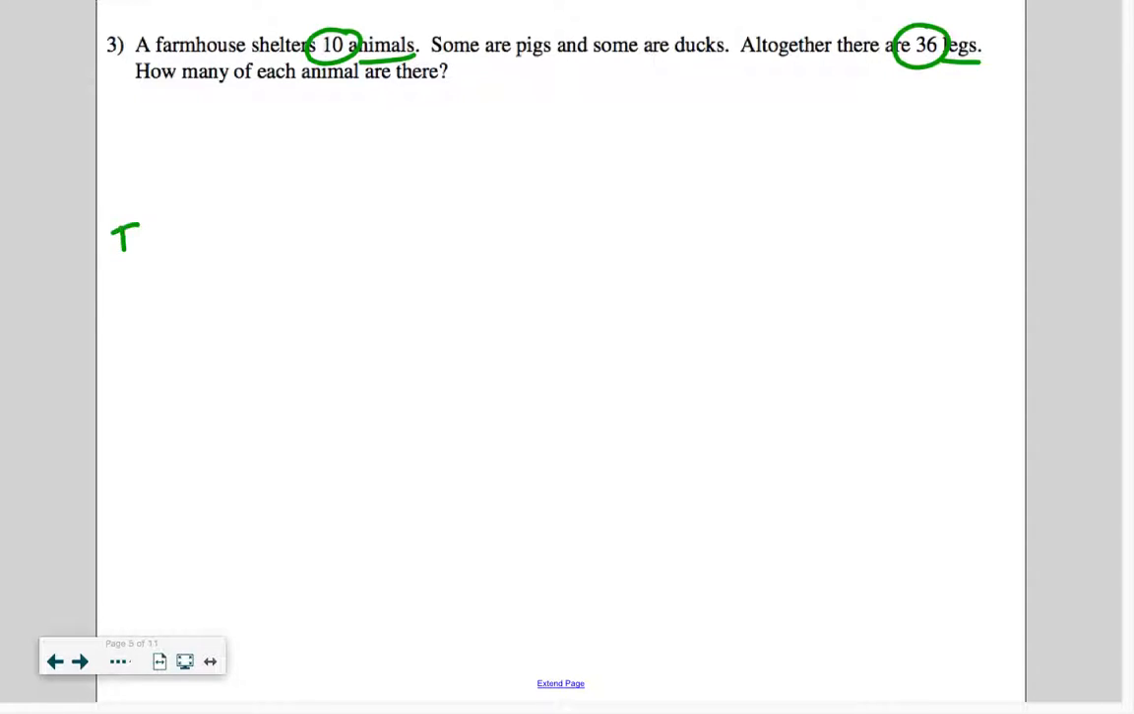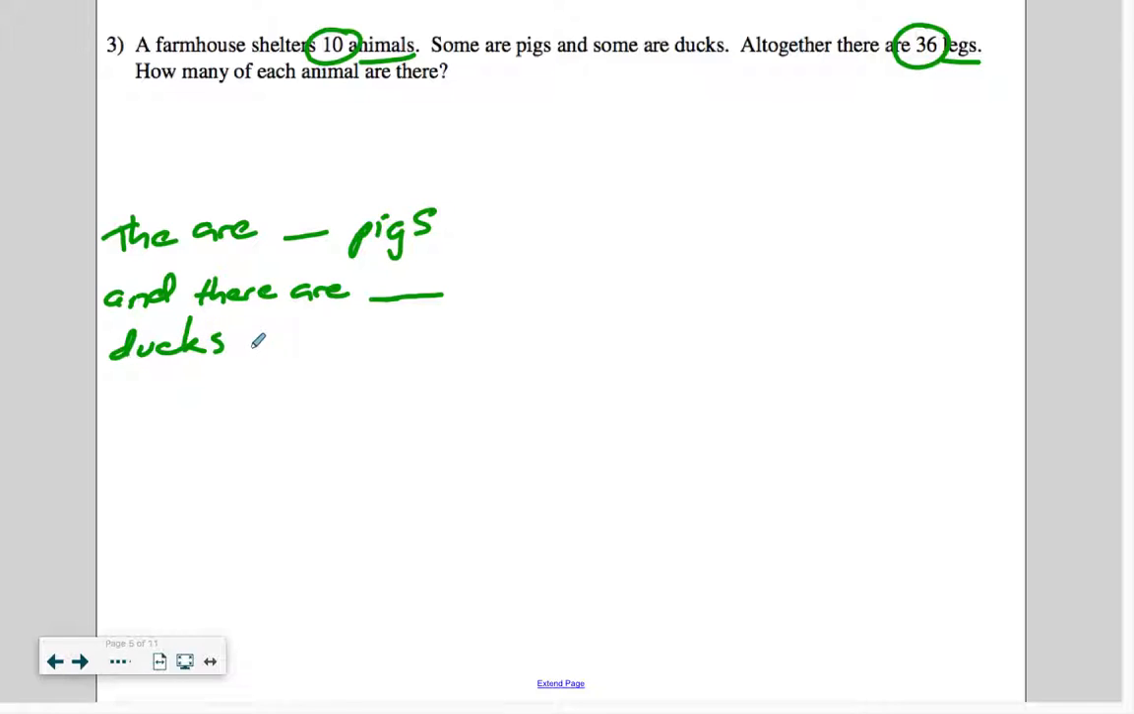So our final answer will say there are, and then we'll know the number of pigs, and there are blank ducks in the farmhouse.